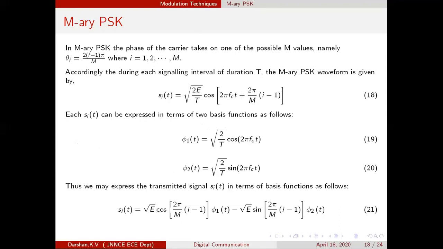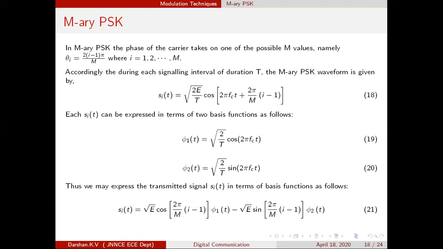M may be 4, 5, 6, 7, 8. You are having M number of symbols. For each symbol, you are assigning one waveform. How are the waveforms different? The waveforms are different with respect to the phase. So the first signal is going to carry a phase of 2(1 − 1)π/M, that is 0. The second phase is 2π/M, the third one is 4π/M, and so on and so forth. So each signal would be differentiated by the phase of the signal.